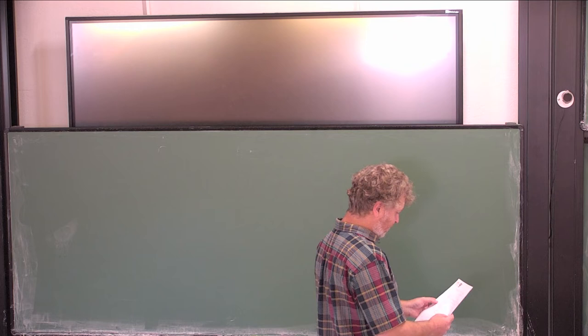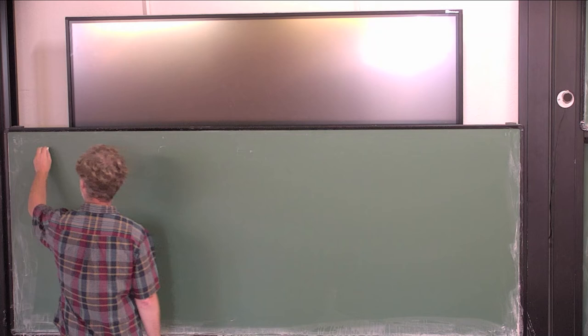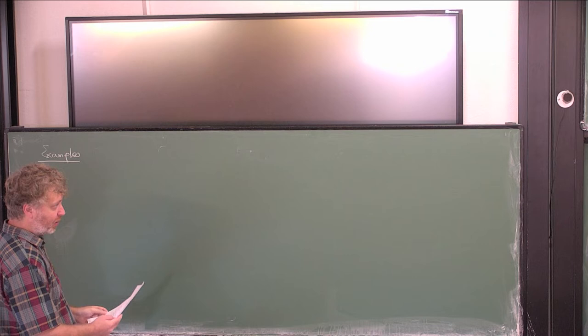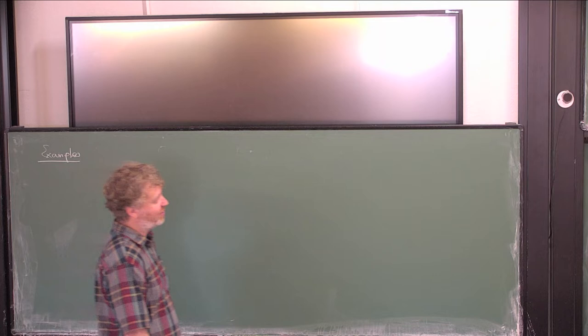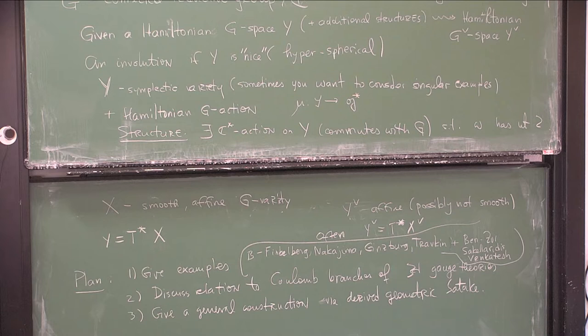Okay, let me give you a few examples, to illustrate the irregular behavior of the story. Of course, what is the easiest example of a smooth affine variety with a G action? Actually, the easiest example is a point. But I will postpone this example for a few minutes, because to describe the answer in the case of X as a point, I need to recall some group theoretic construction. So the example for which I need nothing is the following example.